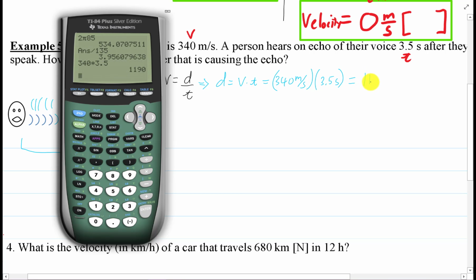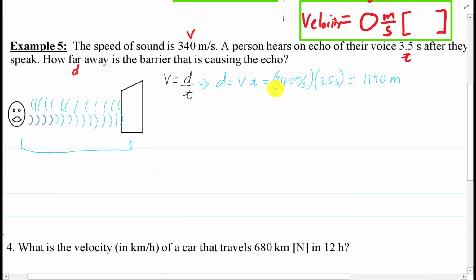Now, what does that represent? That is the distance you travel if you travel at 340 meters per second for 3.5 seconds. So that speed times that time, after that, you have traveled 1190 meters. But that's not what it's asking. It's not asking how far your sound has traveled. It's asking for how far the wall is. So it has bounced and gone back. So it basically is this number divided by 2.